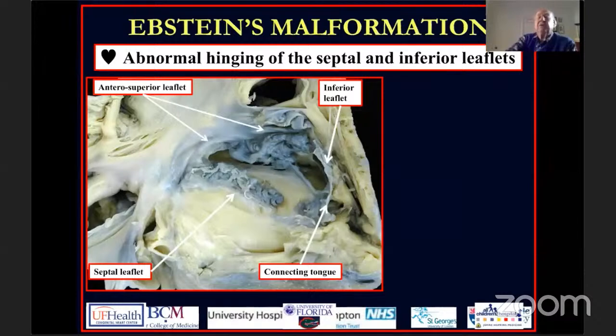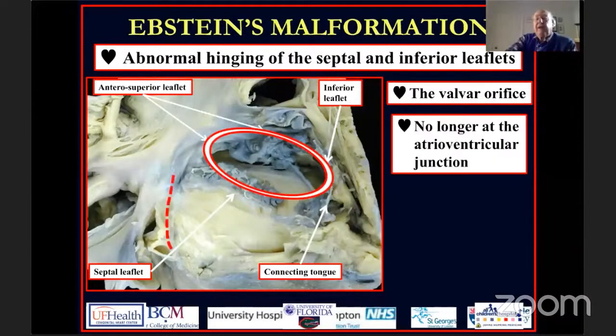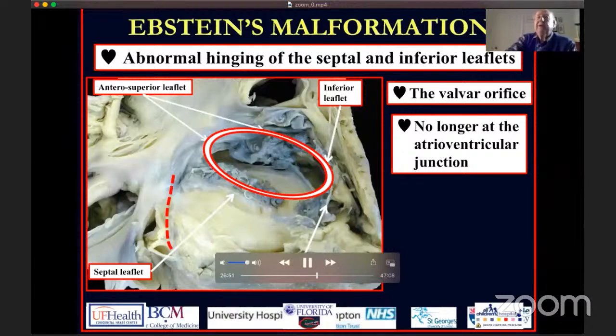Note in passing that, as in the heart of Joseph Pressure, there is a tongue of leaflet tissue that joins together the remnant of the septal leaflet of the valve and the inferior leaflet. But there is the valvar orifice. And now you see that because of the abnormal hinging, the valvar orifice is no longer at the atrioventricular junction. And this then is the phenotypic feature. It is displacement of the hinges, septal and inferior leaflet, away from the atrioventricular junction.